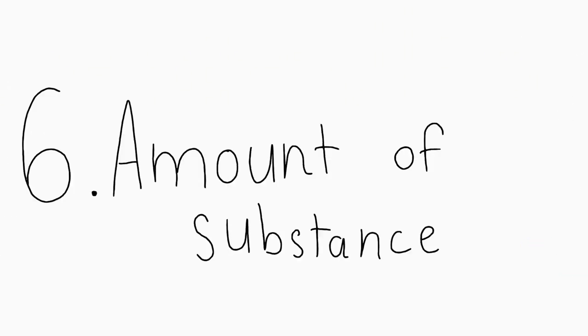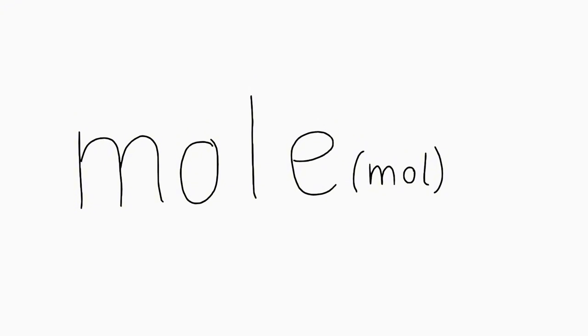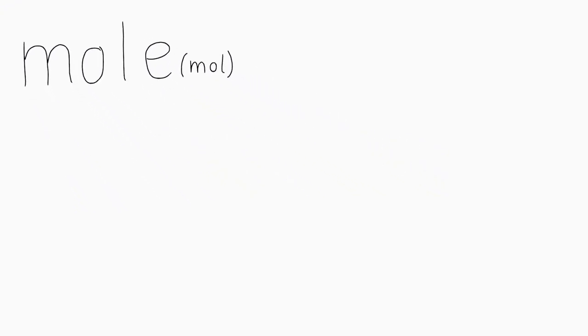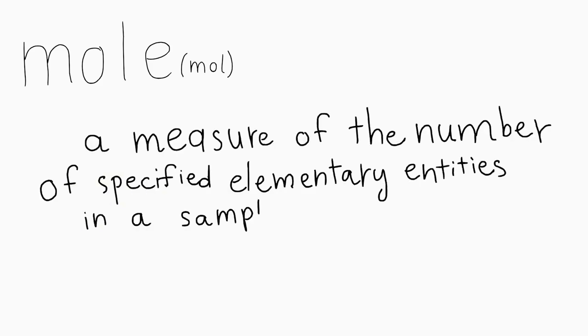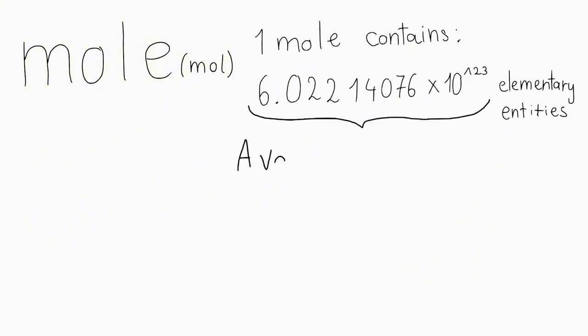Next, we have amount of substance measurement. The base unit of this one is mole, and the symbol is also mole but without an E. This is a measure of the number of specified elementary entities in a sample of matter. And 1 mole contains about 6.0221476 times 10 to the power of 23 elementary entities. This huge number is also known as Avogadro's number.